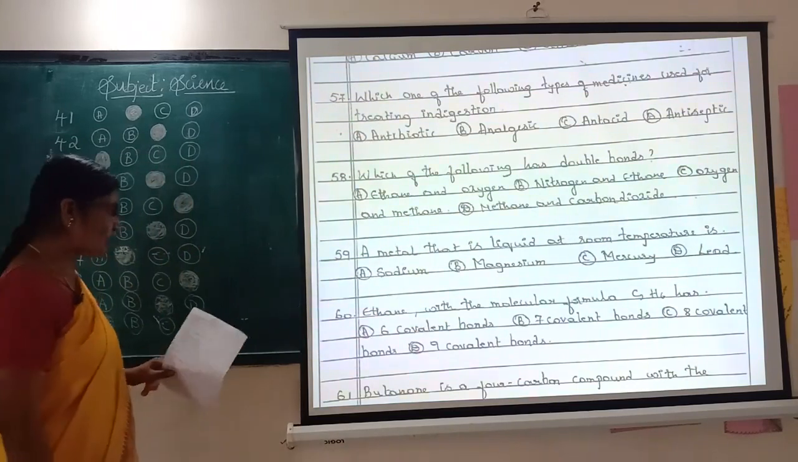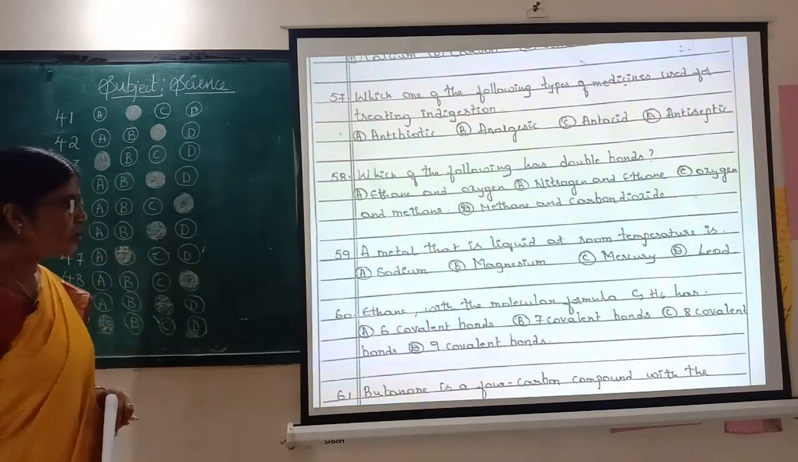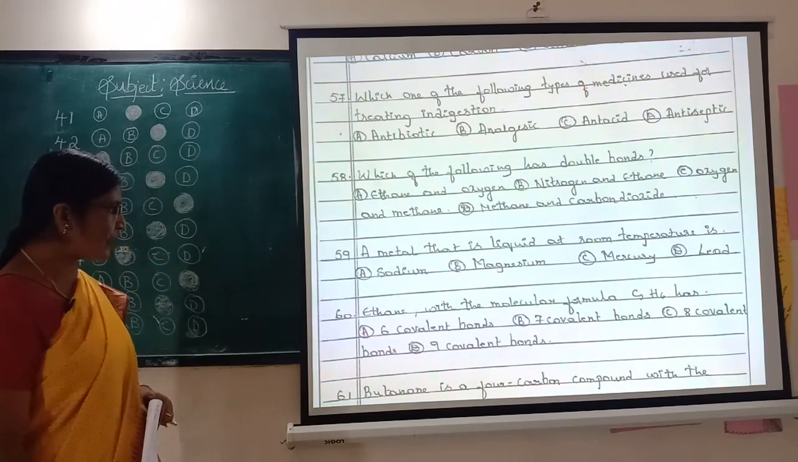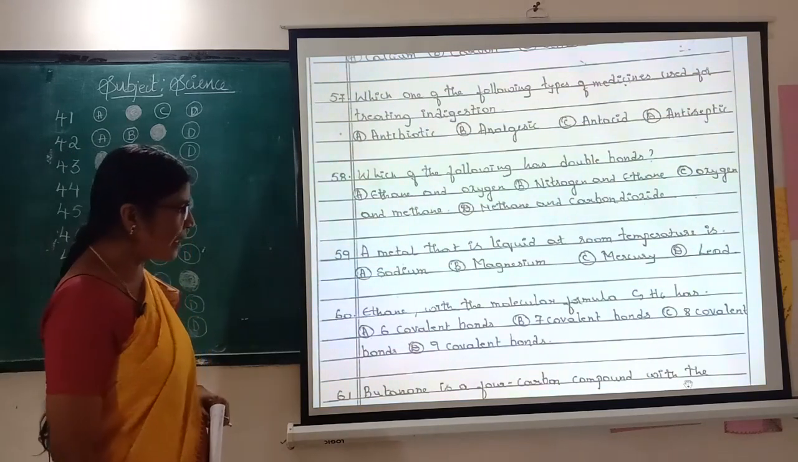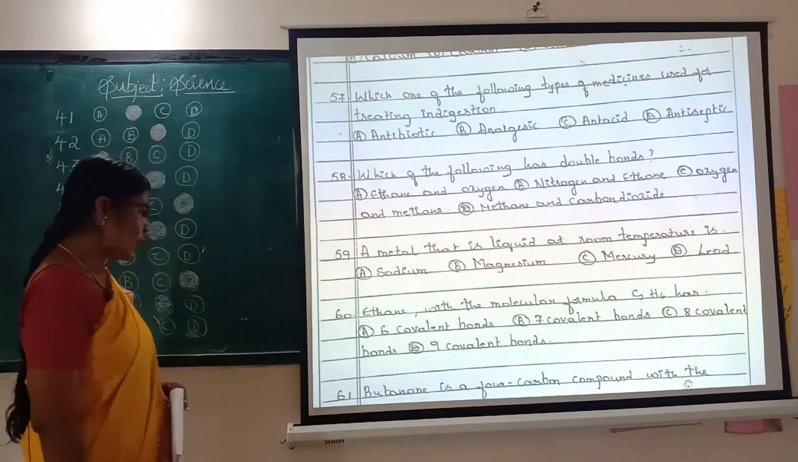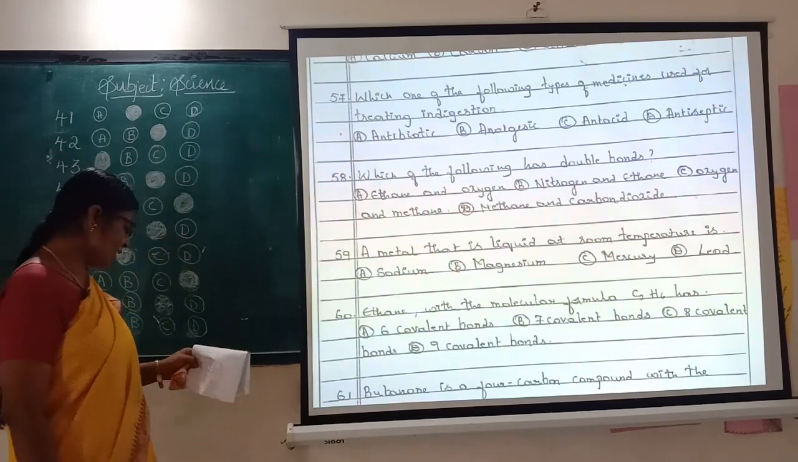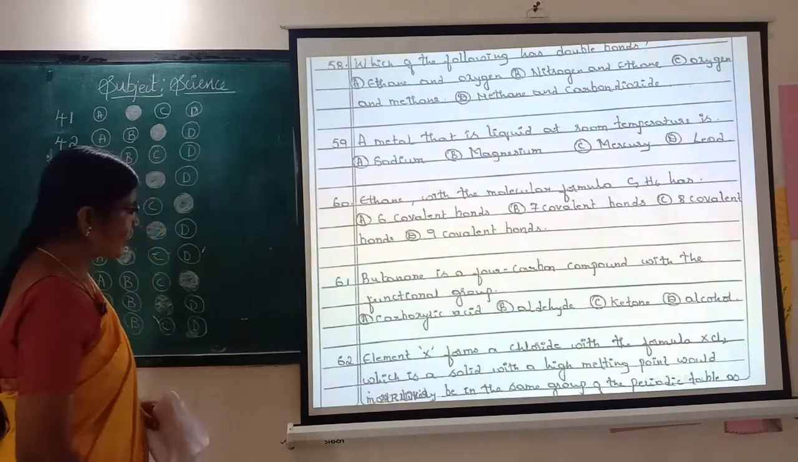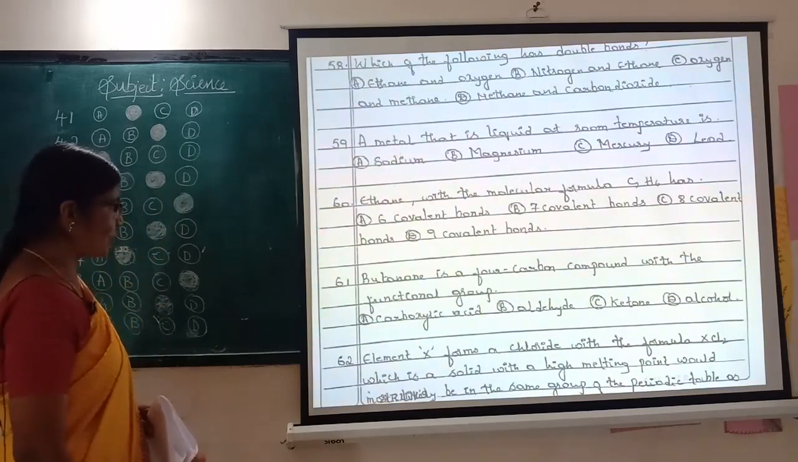Now 60th question, children. Ethane with a molecular formula of C2H6 has option A, 6 covalent bonds, option B, 7 covalent bonds, option C, 8 covalent bonds, option D, 9 covalent bonds. For 60th, children, it is 7 covalent bonds. Option B, children, is the right answer for 60th question.